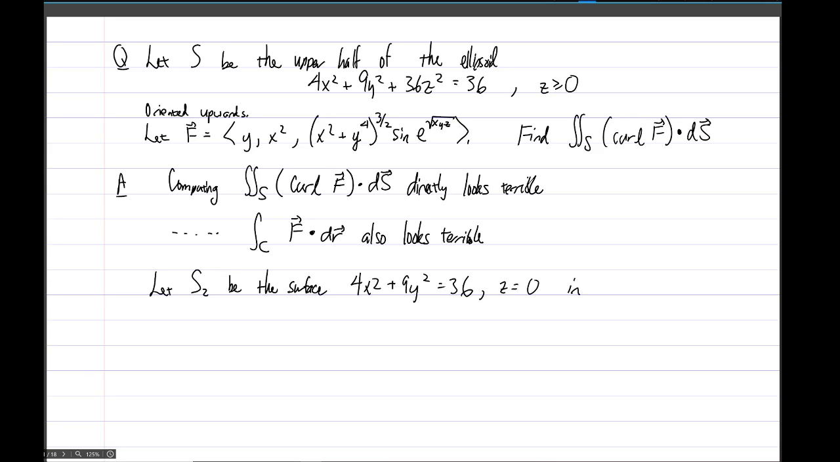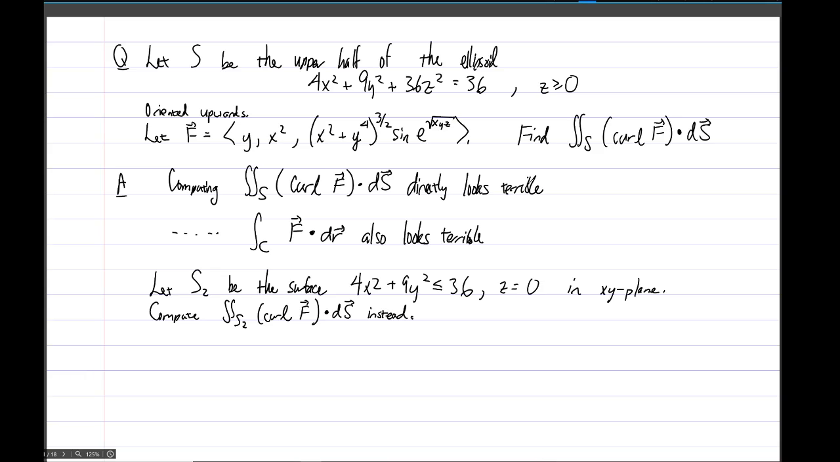So this is a surface in the xy plane. Technically let's put a less than or equal to there, but it's the filled in ellipse in the xy plane. Then what we're going to do is compute the double integral over this new surface, S2, of curl of vector field F dot dS instead. It's going to be less work.